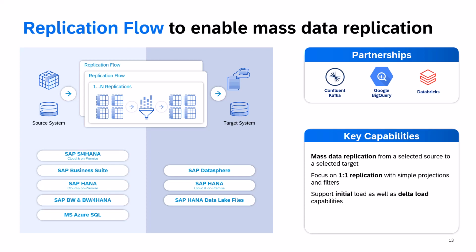And on the target side, of course, Datasphere is one of the targets here for replication flows, HANA Cloud as well as HANA on-prem, and HANA Data Lake files. More targets will also be supported later this year, but I will come to that at the end when we talk about the outlook. You also see some partnerships mentioned here with Confluent, Google, and Databricks. So with the launch in March, we also announced a number of partnerships.